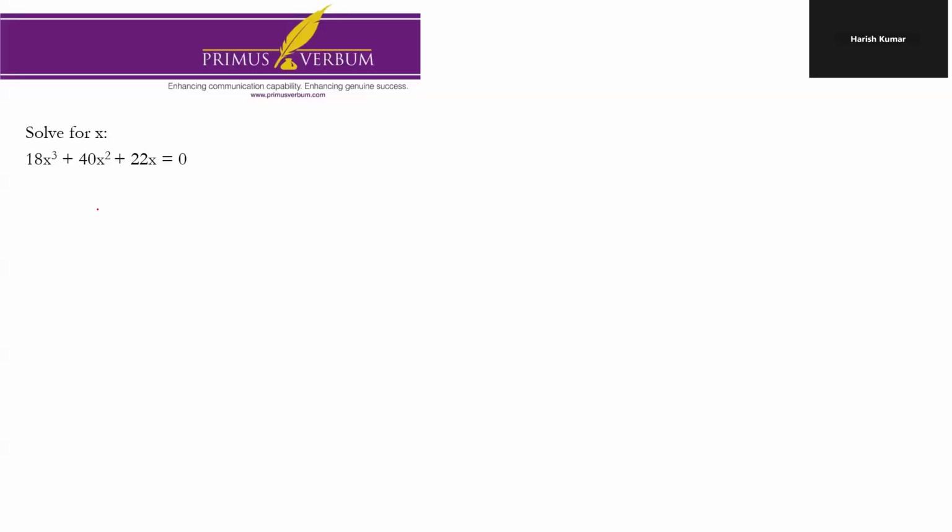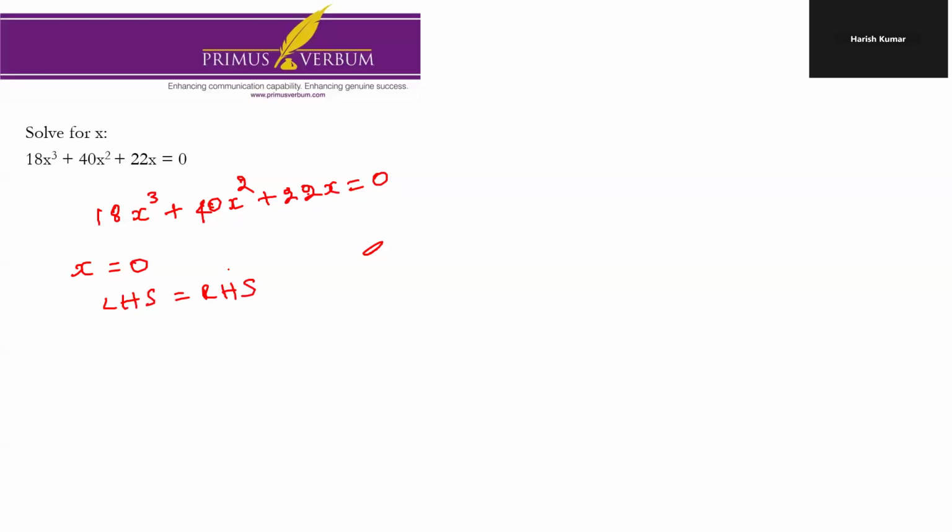So let's take this cubic equation 18x cubed plus 40x squared plus 22x is equal to 0 and try to solve it in an entirely different way. Now, we can clearly see that when x is equal to 0, the equation holds true. LHS is equal to RHS because all the terms will disappear.